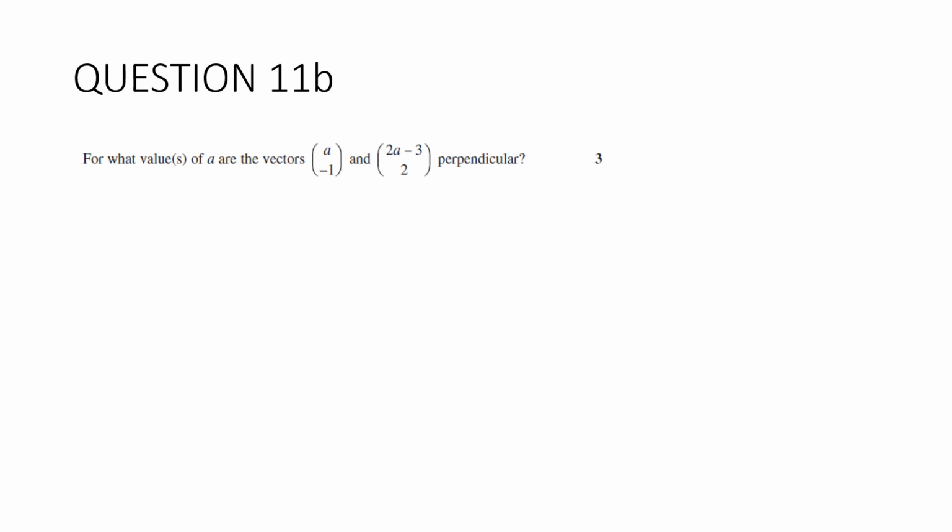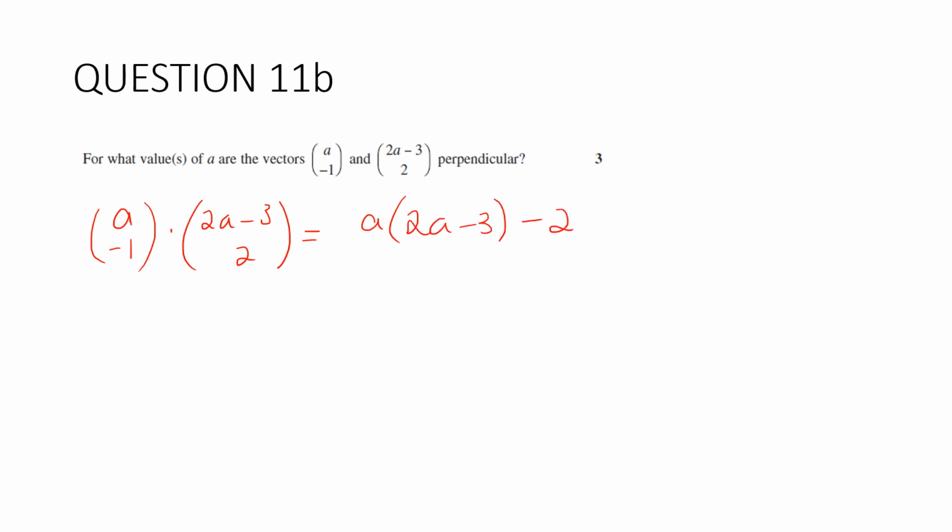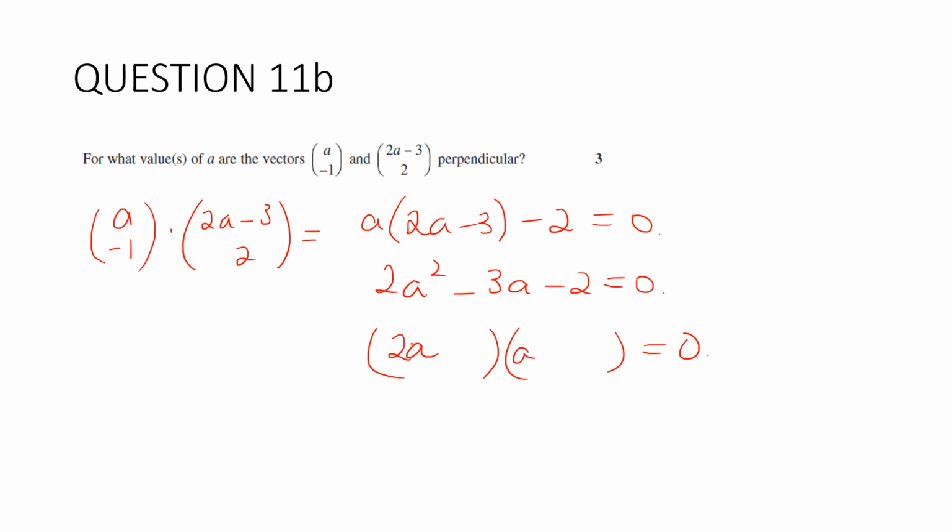11b, for what values of a are the vectors a, negative 1 and 2a minus 3, 2 perpendicular? So remember our dot product needs to be equal to 0. Nice easy question. So we have got a times 2a minus 3, minus 2, and this has to be equal to 0. So 2a squared minus 3a minus 2 is equal to 0, and we need to factorise it. You can use the quadratic formula if you want to. It's a pretty easy quadratic to factorise.